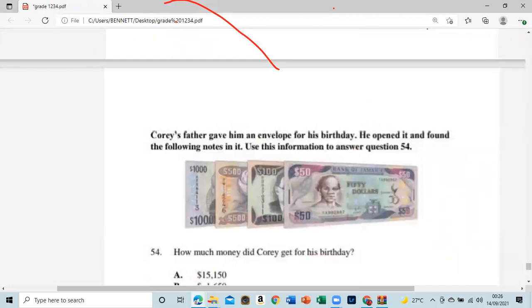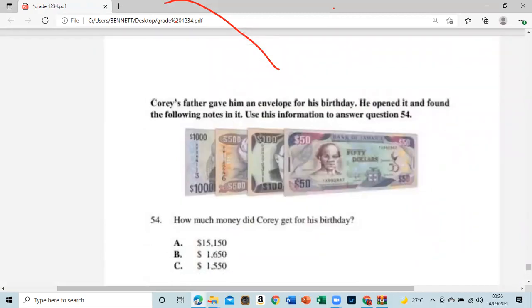All right, so that's grade 3, can't do that. All right, Corey's father gave him an envelope for his birthday. He opened it and found the following notes in it. Use this information to answer question 54. How much money did Corey get for his birthday? All right, so you get $1,000, 500, 600, 600. So it's $1,600, and it's definitely Jamaican money for this, guys.